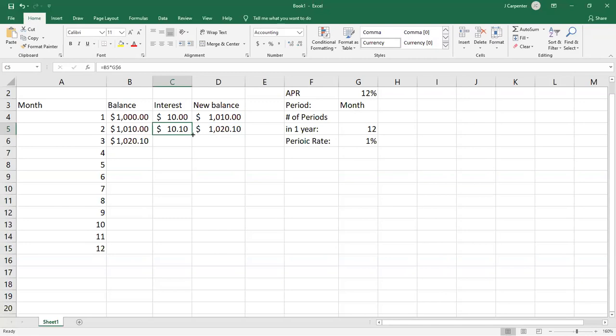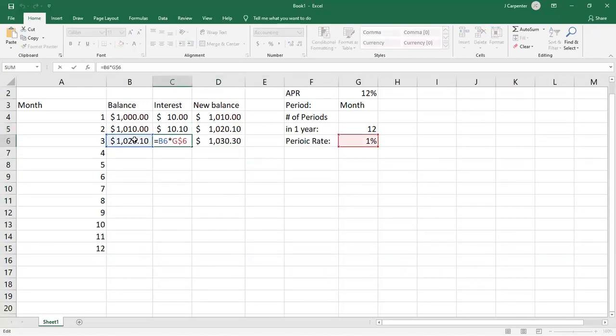Now, if I take the interest formula and drag it down 1, boom, it went up a little. That makes sense. The new balance goes up a little. Let's double click and check. Yep, we should be multiplying that blue by that red. Enter. Double click. Yep, we should be adding those two things.